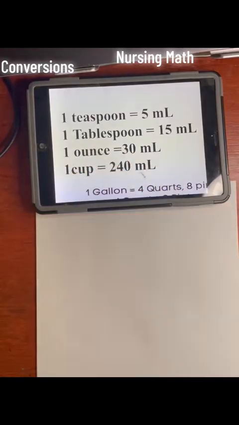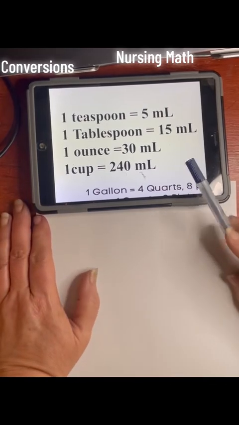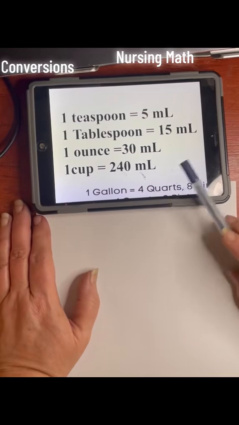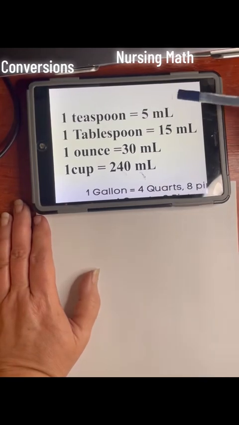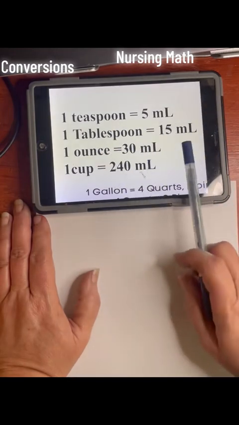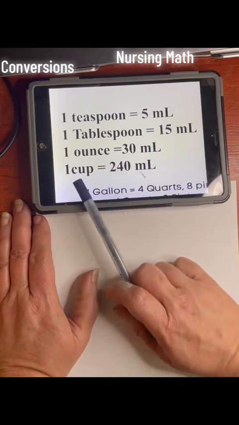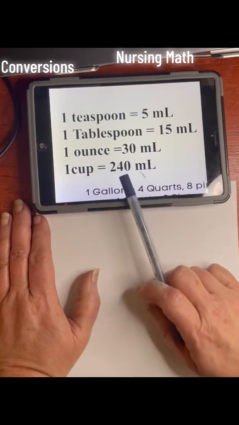Hey y'all, I just want to talk to you a second about conversions and just how important they are to be able to calculate dosage calculations. These four, if you can learn these four, you can figure the rest out. You see you got 5, 15, 30, and 240. A teaspoon is 5, a tablespoon's 15, an ounce is 30 milliliters, and a cup is 240 milliliters.